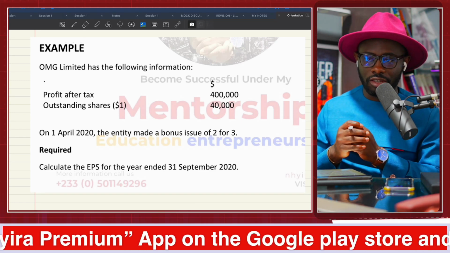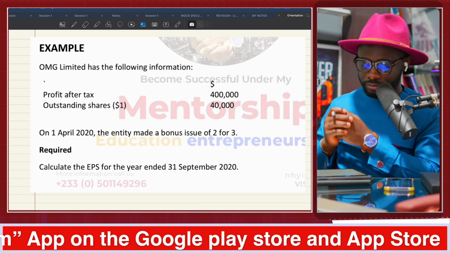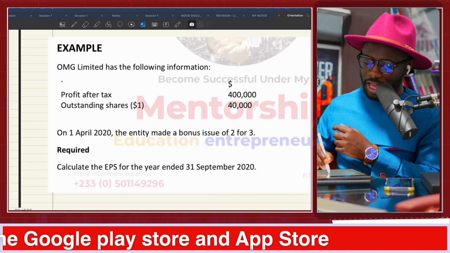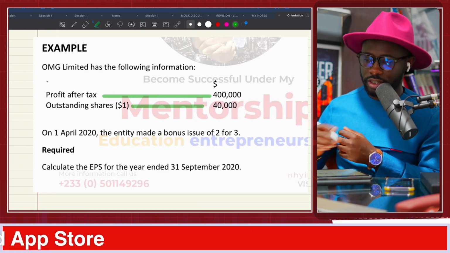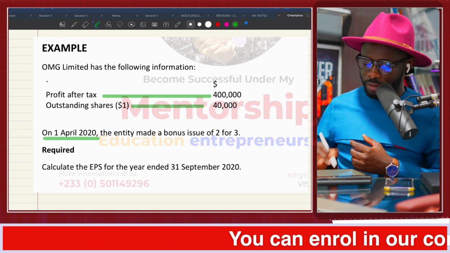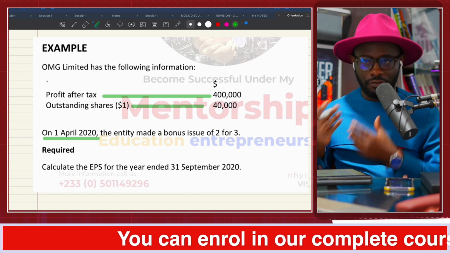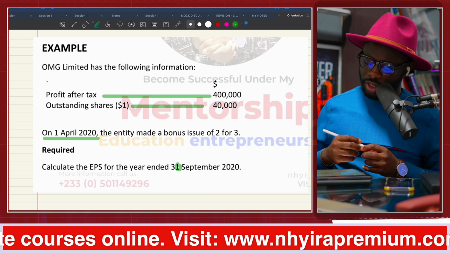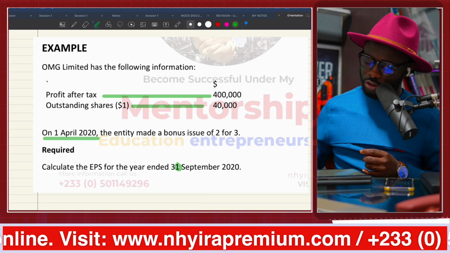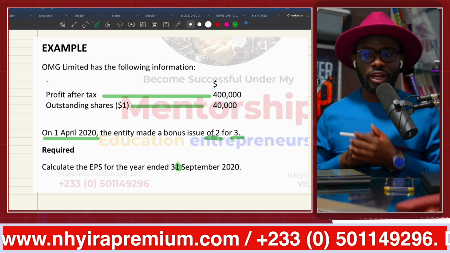OMG Limited has the following information. Profit after tax has been given to us to be 400,000. Outstanding shares 40,000. On 1st April 2020. Now stay with me. 1st April 2020. This should be 30th September. On 1st April 2020, the entity made a bonus issue of 2 for 1.